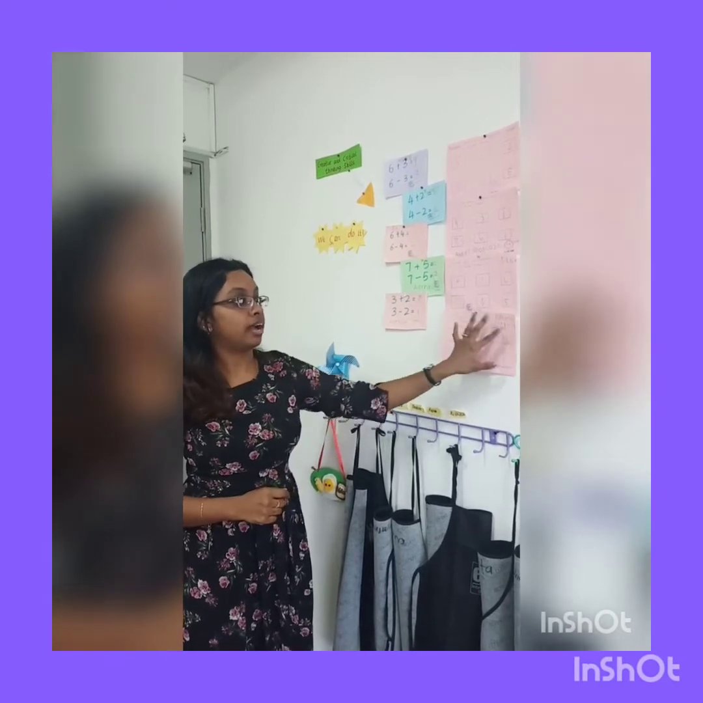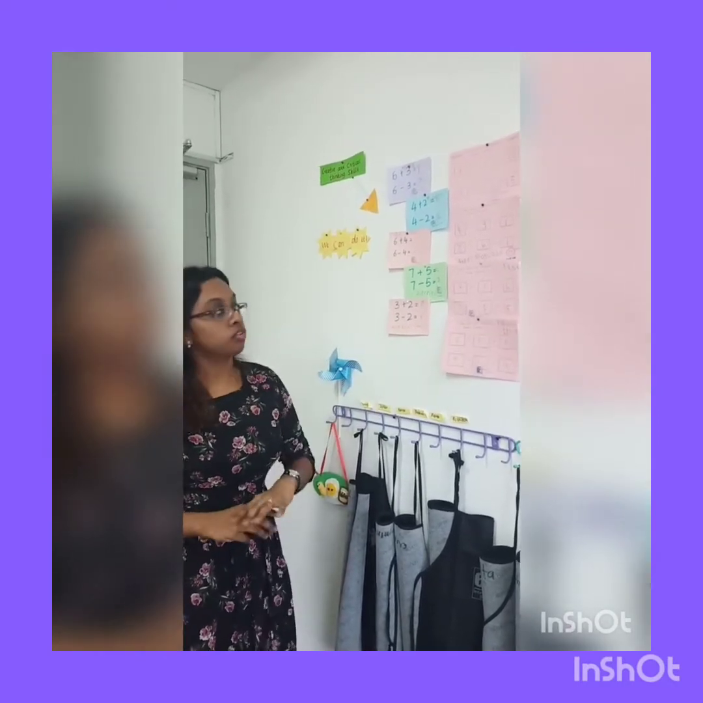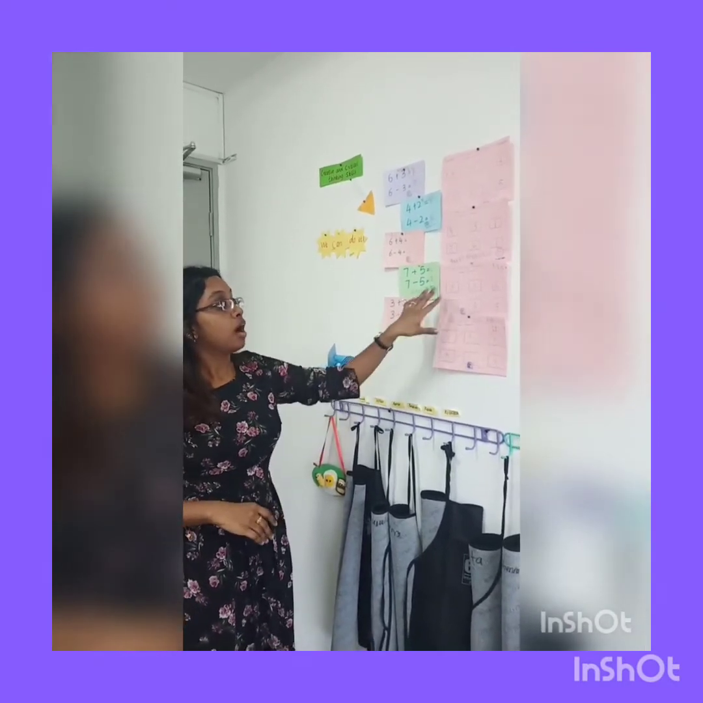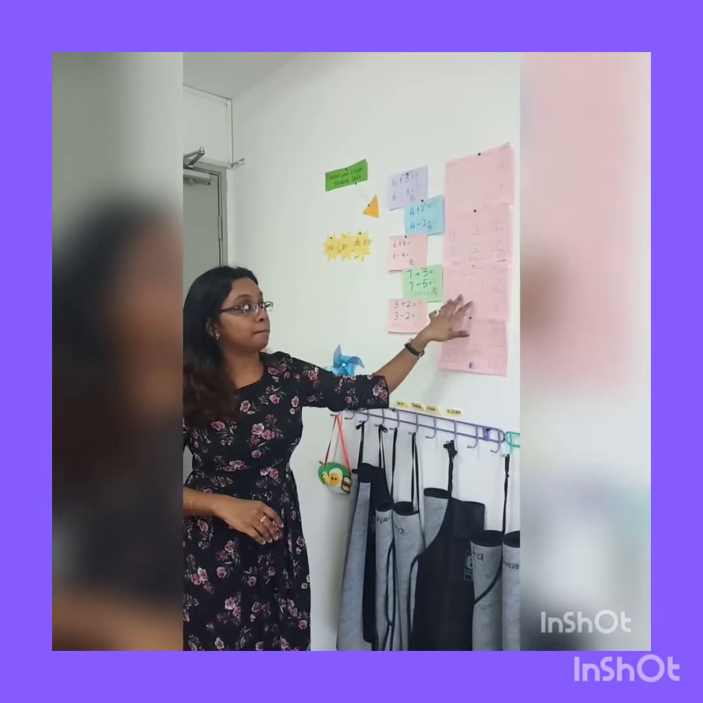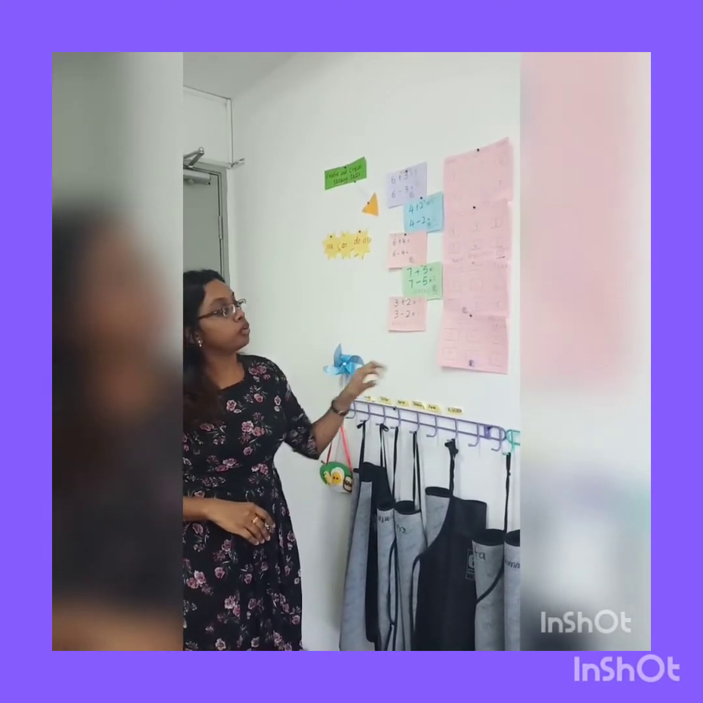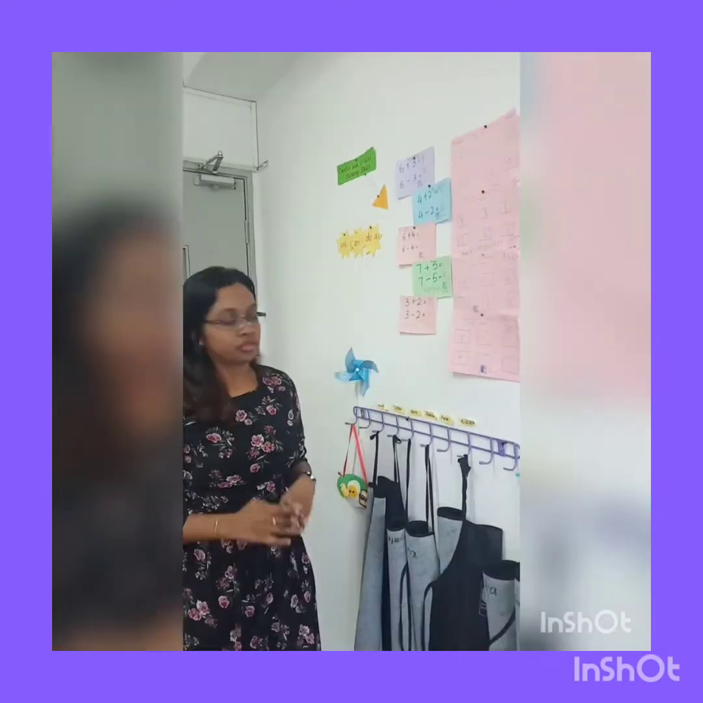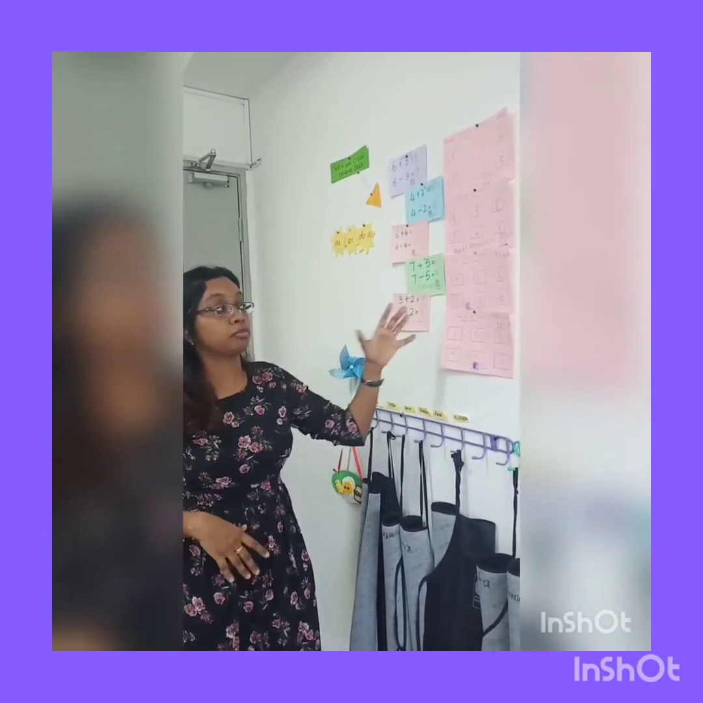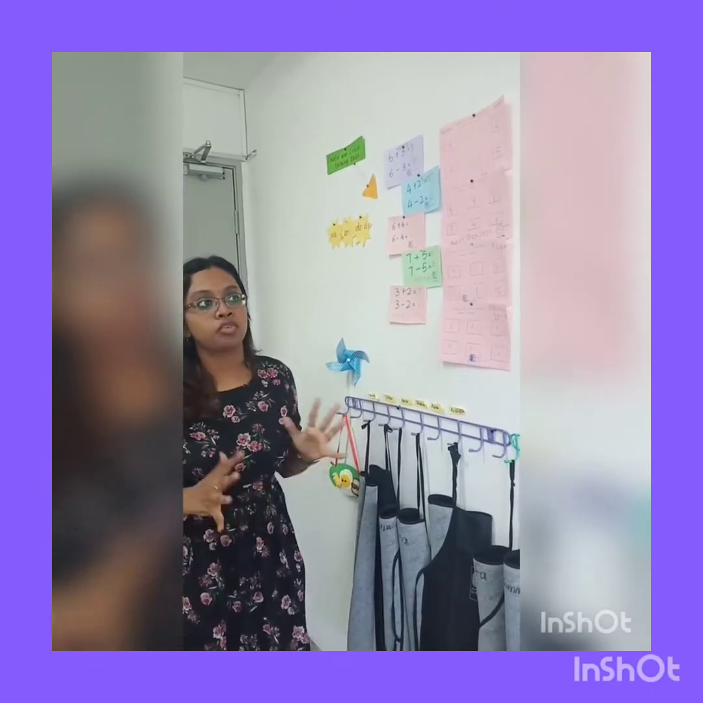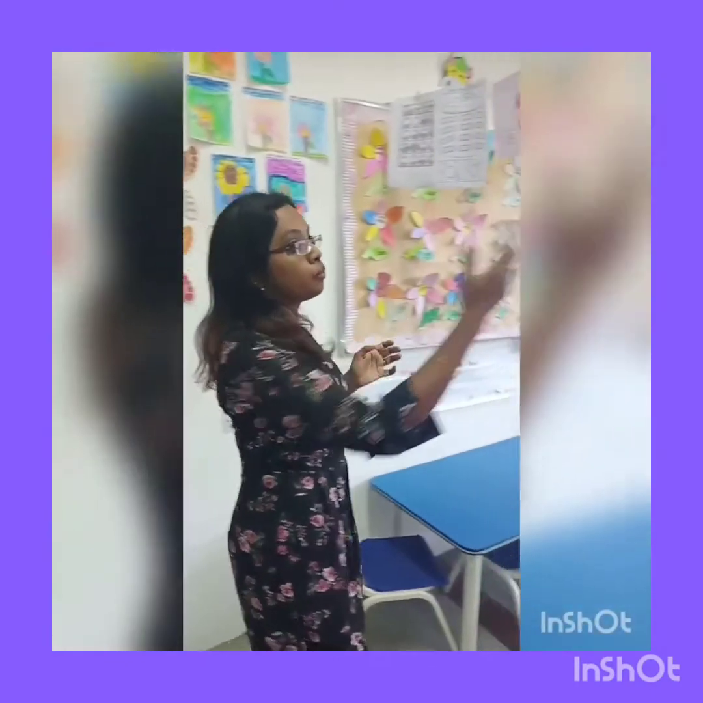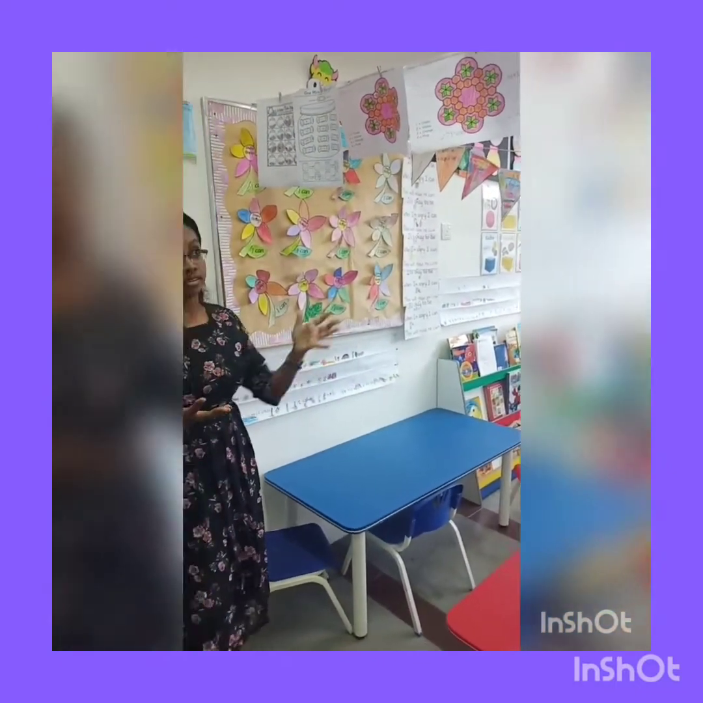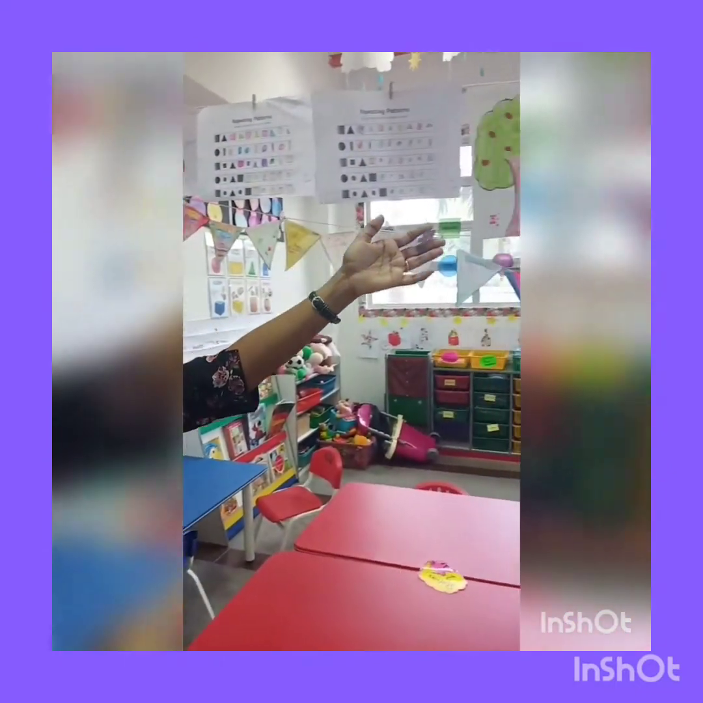This is very high level thinking because they will be thinking of how to get the correct numbers here. Since we cannot put a smaller number at the front, the kids will be using their higher level thinking skills in order for them to solve this problem. So if you go around the classroom, I have displayed all their work where there are a lot of colors in it. So you can see.